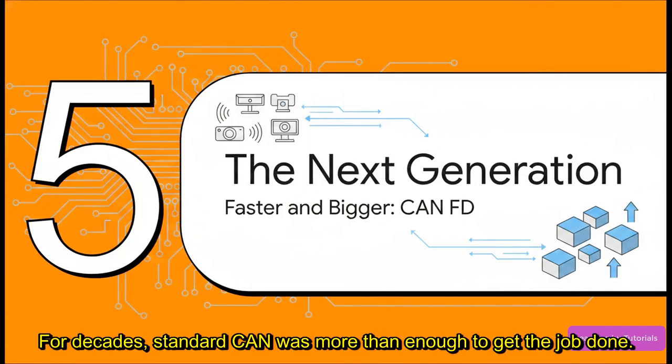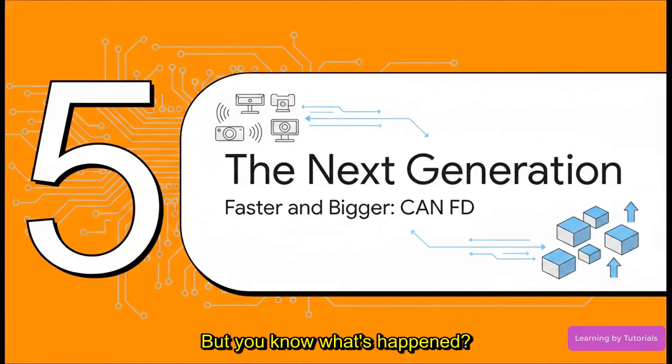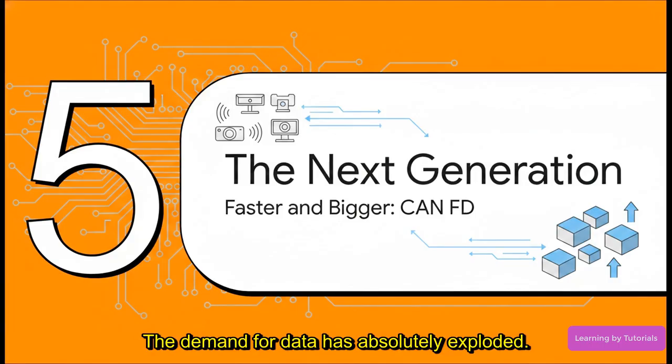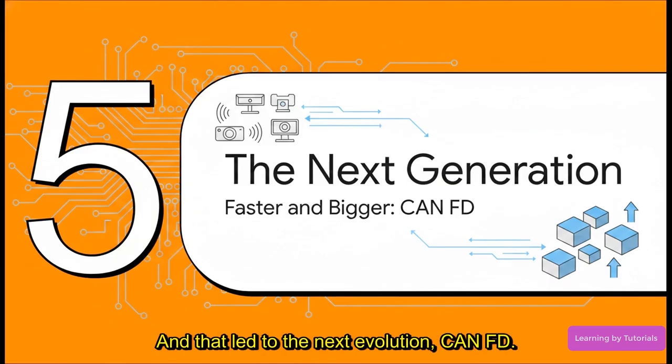It's such a simple but really powerful way to maintain data integrity. For decades, standard CAN was more than enough to get the job done. But you know what's happened? Cars have gotten way, way smarter. They're packed with cameras, sensors, and huge infotainment screens. The demand for data has absolutely exploded. And that led to the next evolution, CAN-FD.